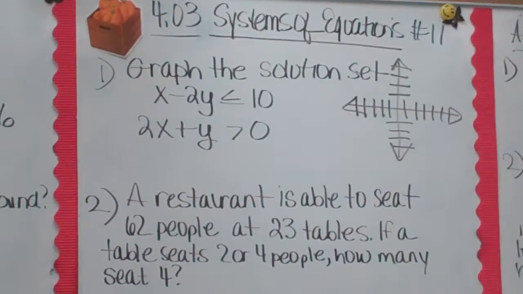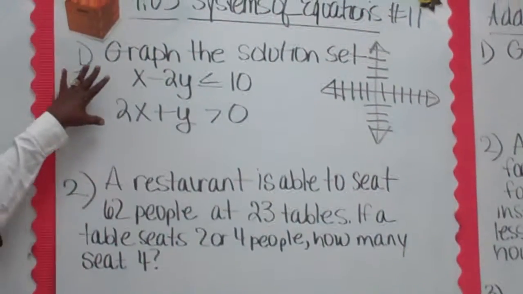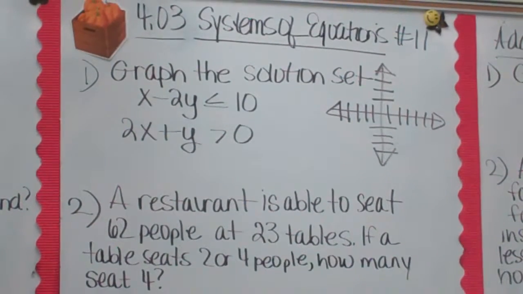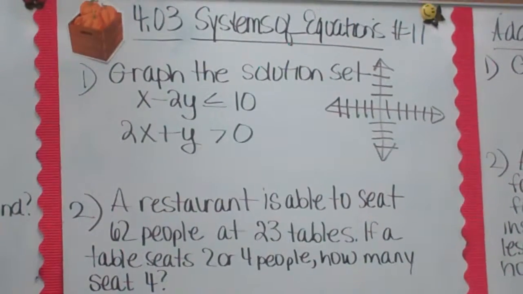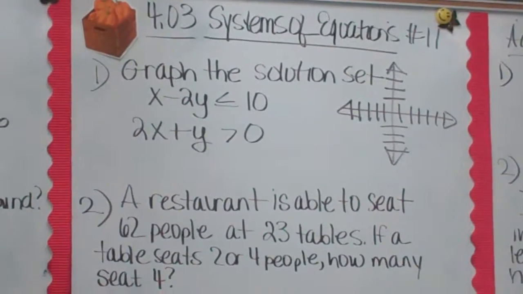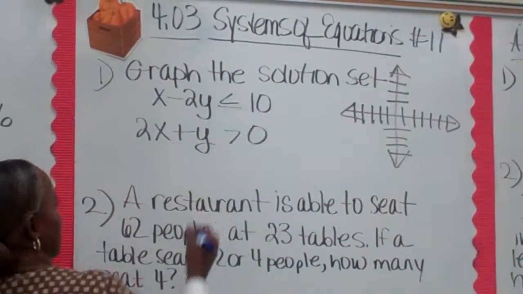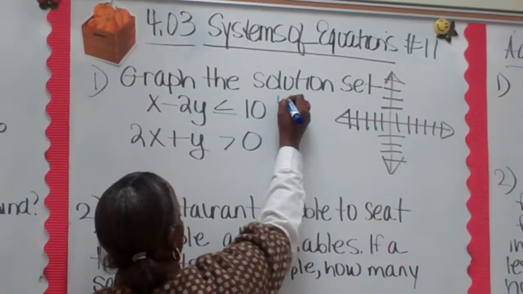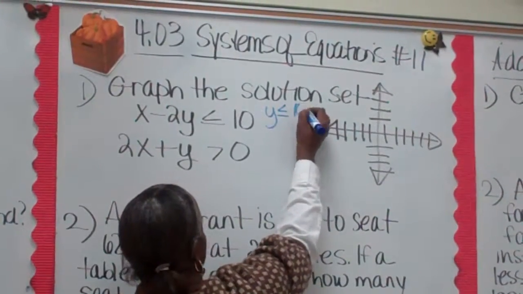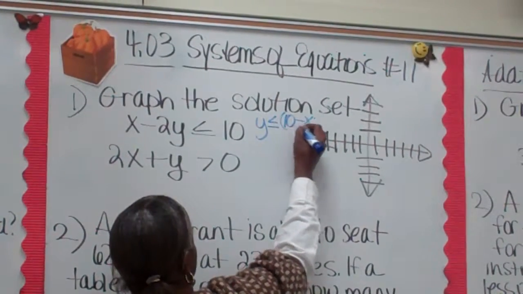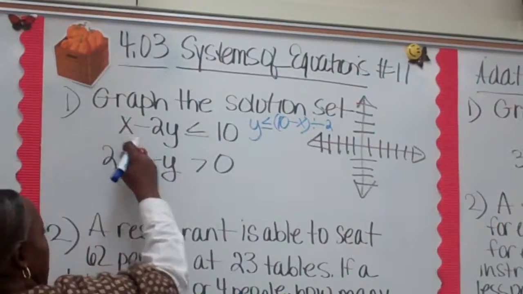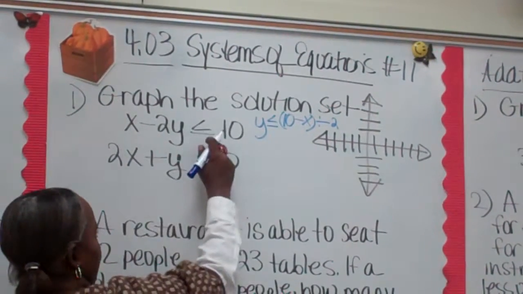Alright, number 1 says graph the solution set. You're given a system of inequalities that you need to graph. You have x minus 2y is less than or equal to 10, and 2x plus y is greater than 0. Alright, first, solve for y in each one of your inequalities. When you solve for y in this inequality, you end up with y is less than or equal to 10 minus x divided by negative 2. Because you're going to move your x over, you're going to subtract x and divide by negative 2.